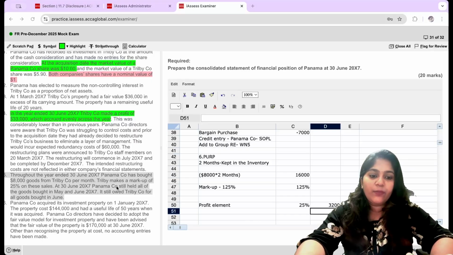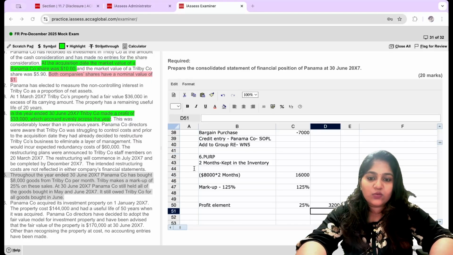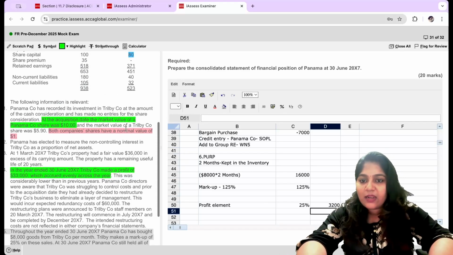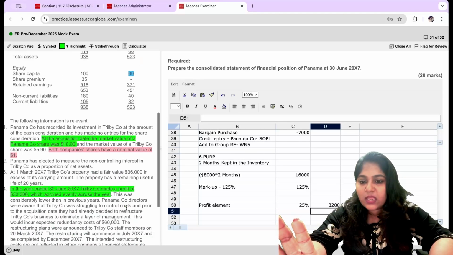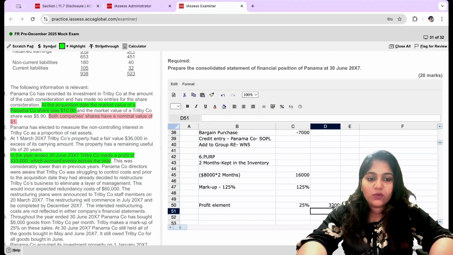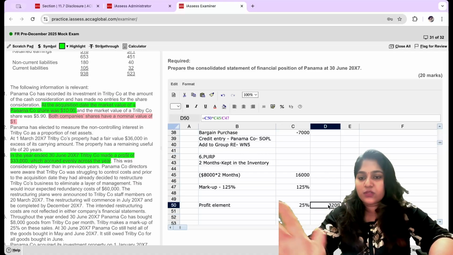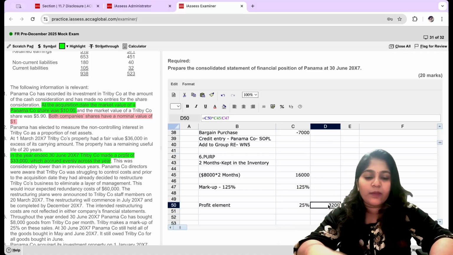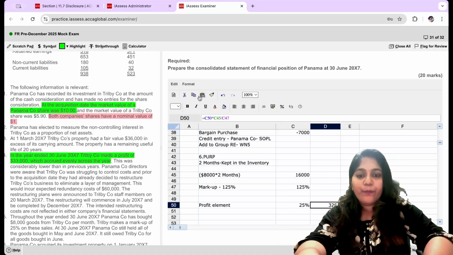Oh sorry, 3.2 million, of course. Yeah, so this 3.2 million will be considered as what, guys? See, every calculation happening here is in thousands, so 3,200 could be called 3.2 thousand. That should be the ultimate figure. So this is my PURP.